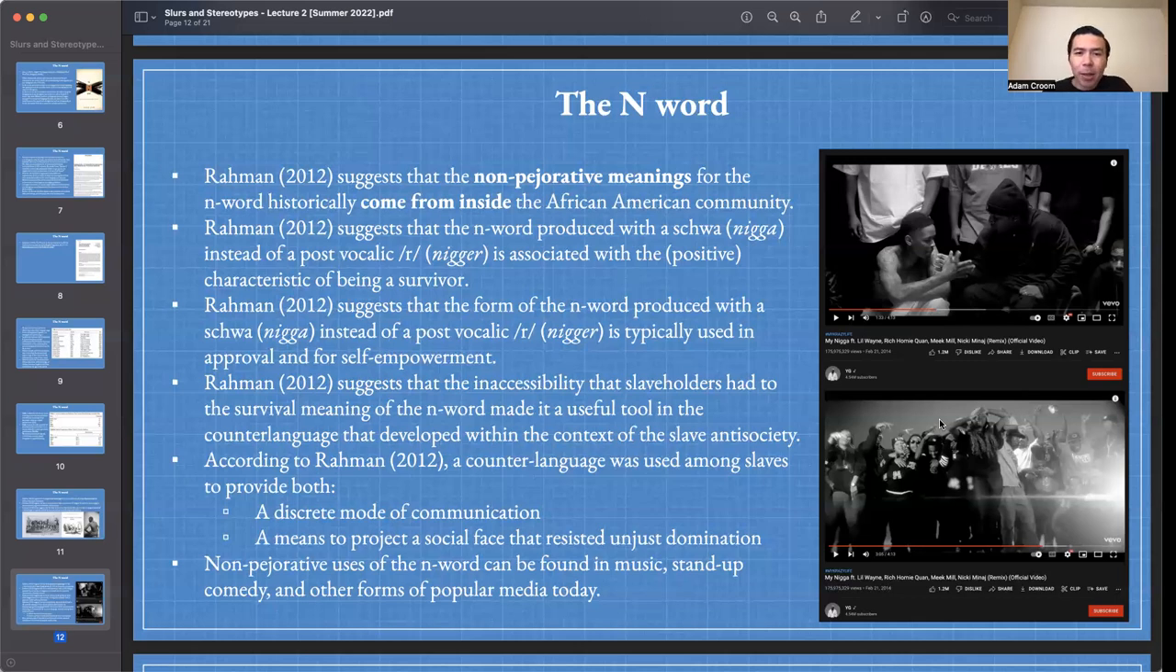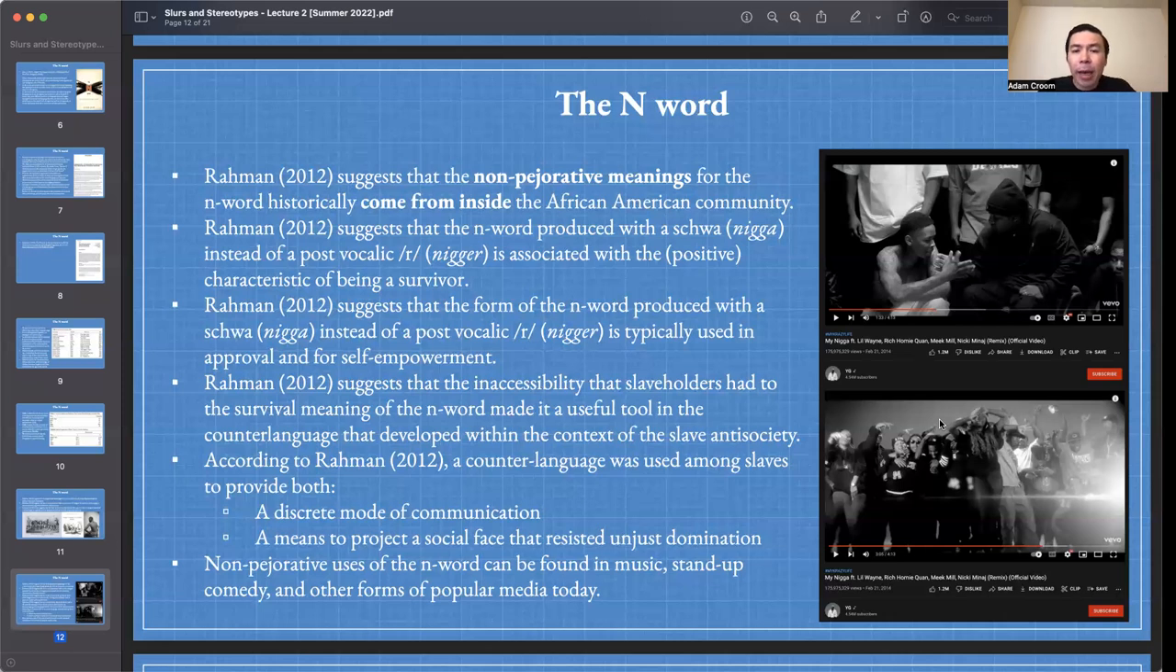Rahman further suggests that the inaccessibility that slaveholders had to the survival meaning of the N-word made it a useful tool in the counter language that developed within the context of the slave anti-society, okay? In general, the idea here is that this alternate version of the word is useful in the counter language, in the counter society.